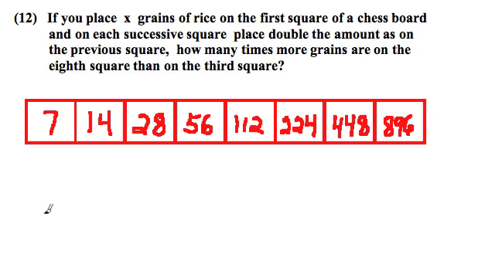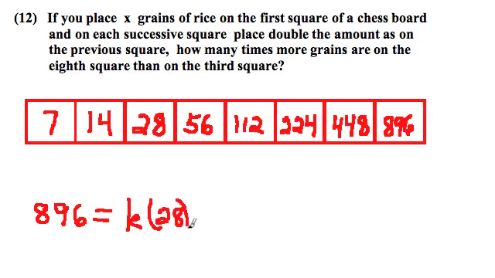So it's saying the 8th, which is 896, is how many times more than on the 3rd square, which is 28. So to solve for k, you divide both sides by 28, and you get an answer of 32, which is what you would grid in.